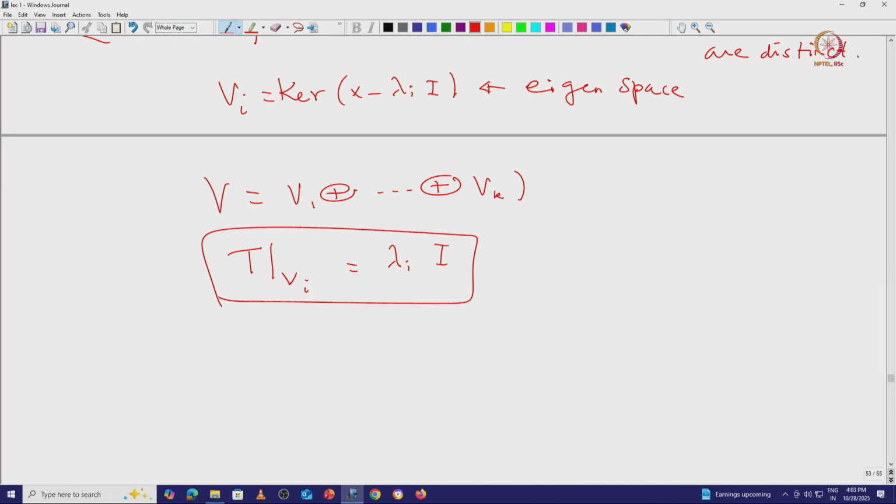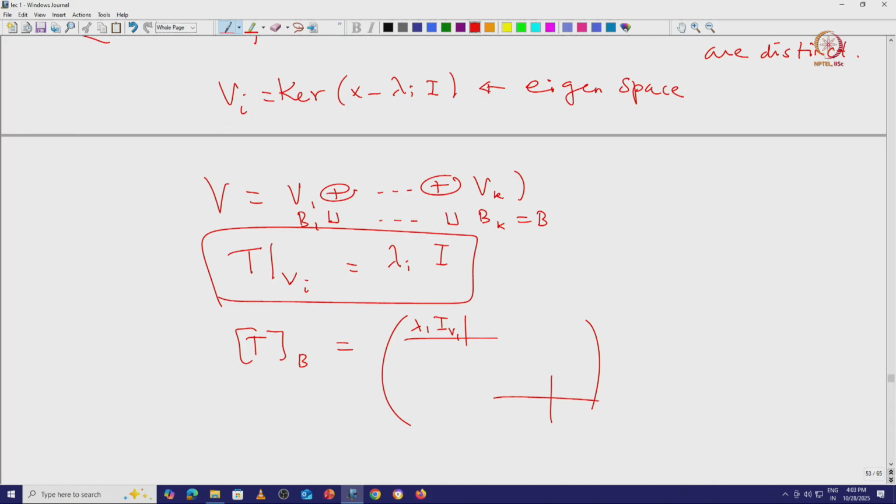That means if you take bases B 1 etcetera B k and put them together to form a basis B, then with respect to that basis the matrix of T looks exactly as we expected: lambda 1 times identity on V 1 and so on, lambda k times identity on V k. This is going to be blocks consisting of scalar matrices. In particular, this is diagonal. So, that means T is diagonalizable.